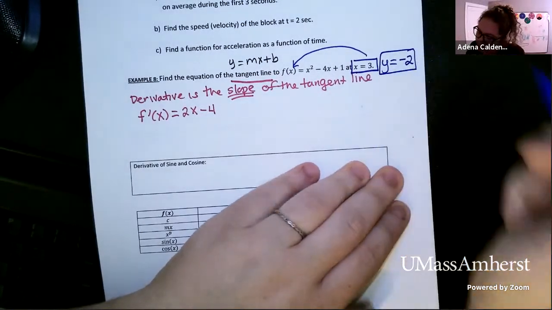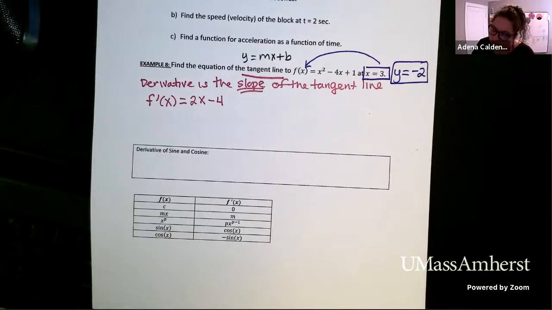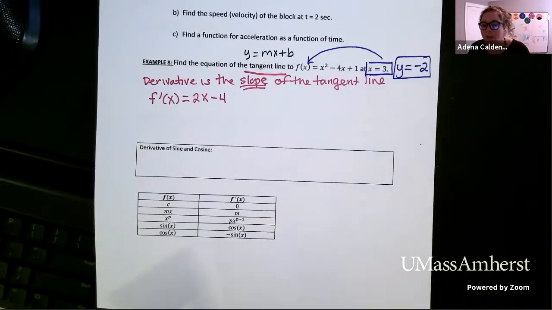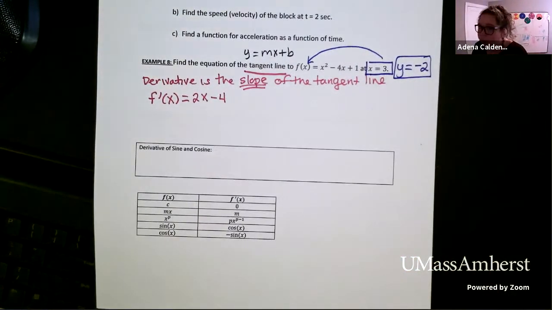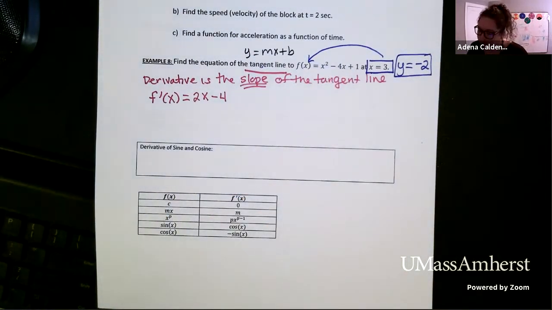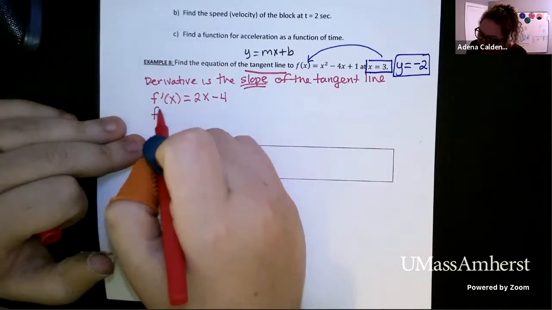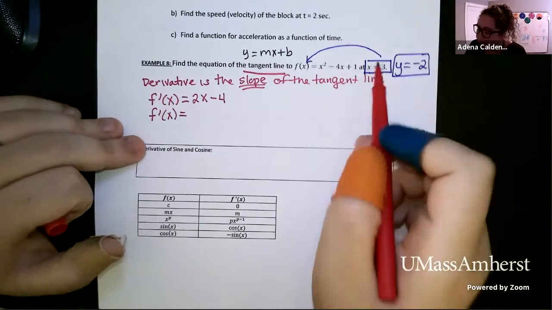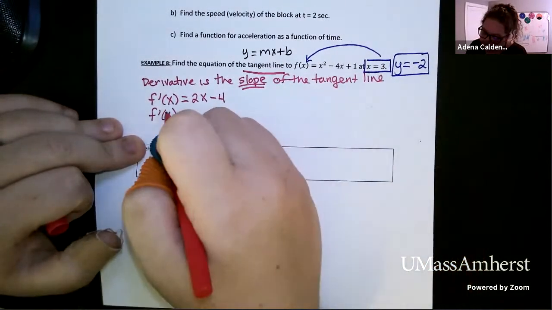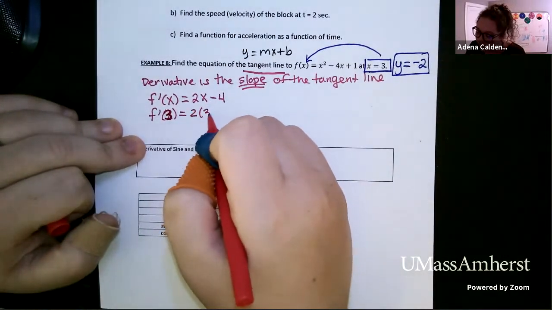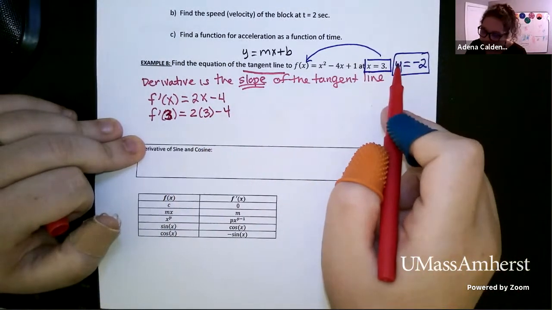Okay? So what I'm saying is I am trying to find the equation of the line that touches this function at this point. So at (3, -2), that is the one point that is shared by the tangent line and the function. That's where the line touches. Okay, so I have the derivative, and I want to use this to find the slope. If I'm looking for the slope at any point, I have 2x minus 4. But I want to know the slope at 3. So I'm going to plug 3 into my derivative function to get the slope at 3, because that's what I want for this problem.